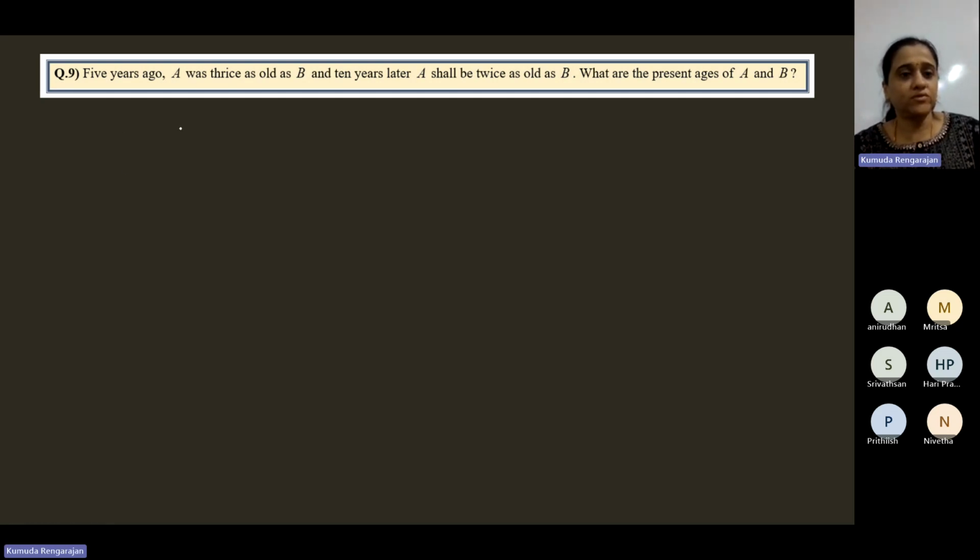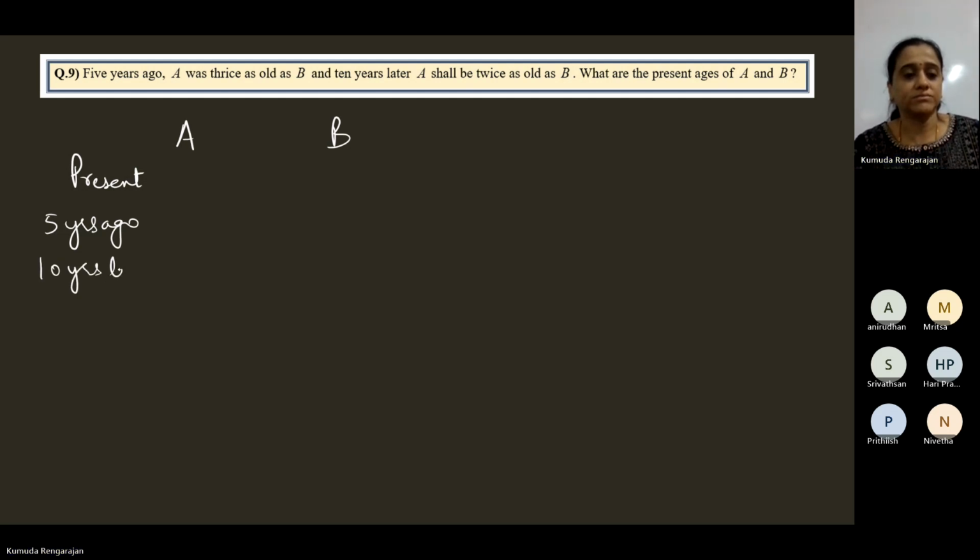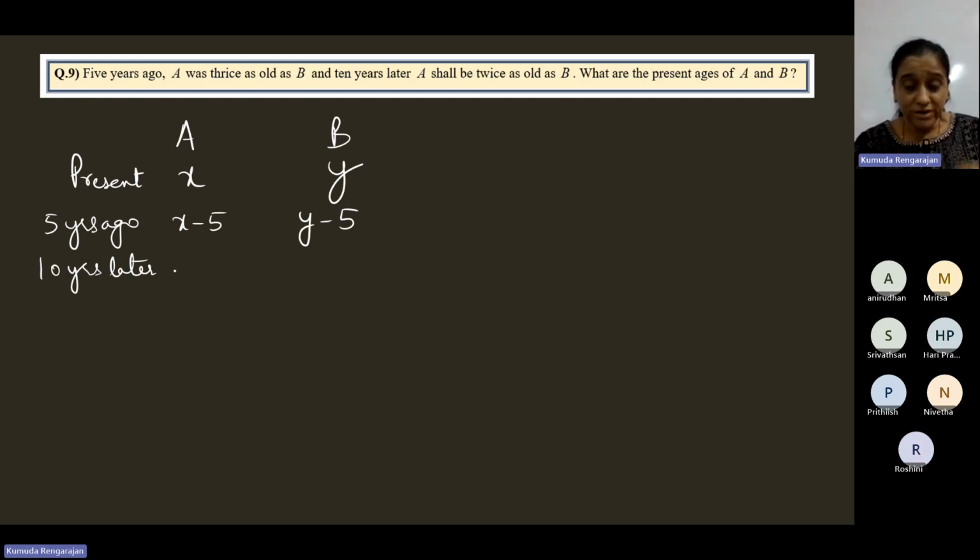So let the present ages of A and B be X and Y years respectively. 5 years ago: X minus 5, Y minus 5. 10 years later: X plus 10, Y plus 10.